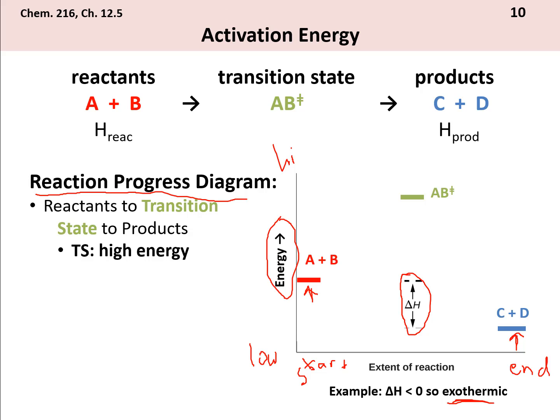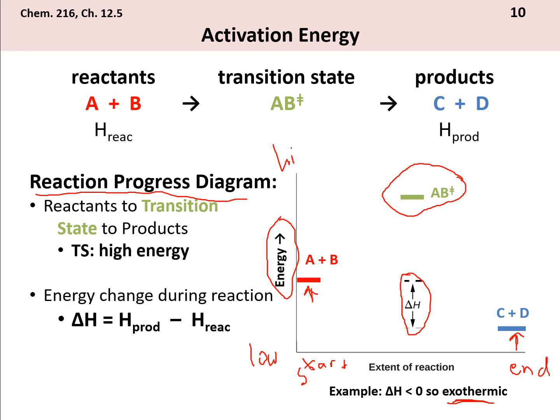All right, but between the reactants and the products, we have here that transition state. Sometimes we show it as a kind of blend between A, B, and so we put an asterisk next to it. That just means this is high energy, okay? And this is the highest energy of them all. We already talked about this. The energy change during the reaction was H products minus H reactants, so it's this term right here.